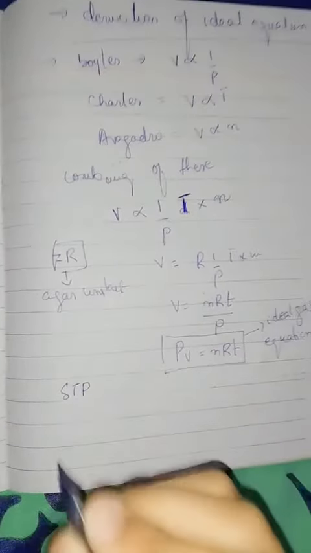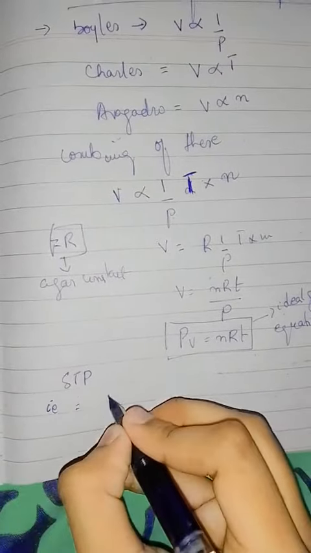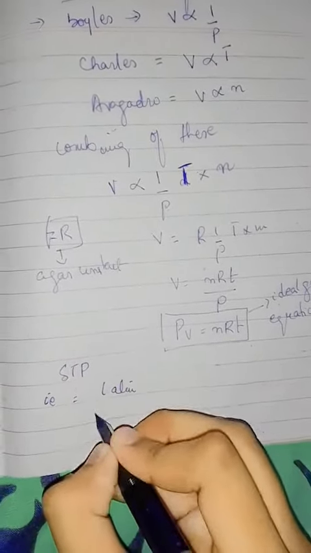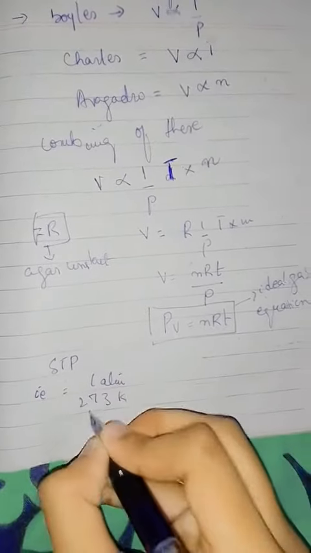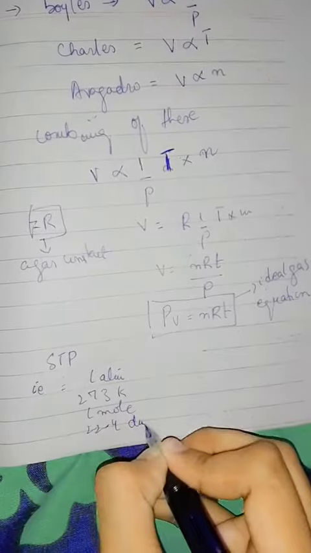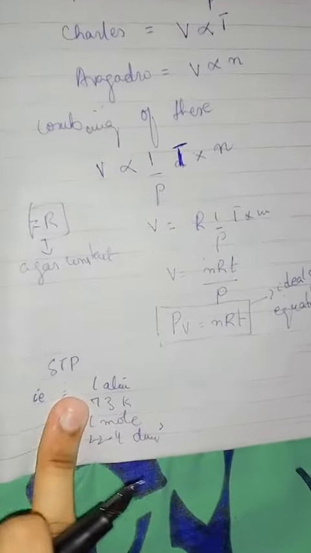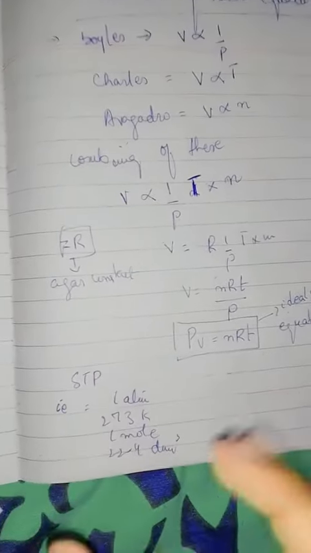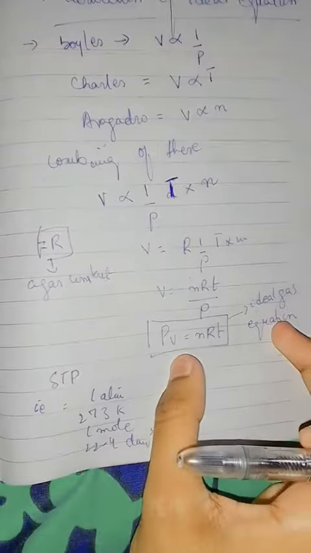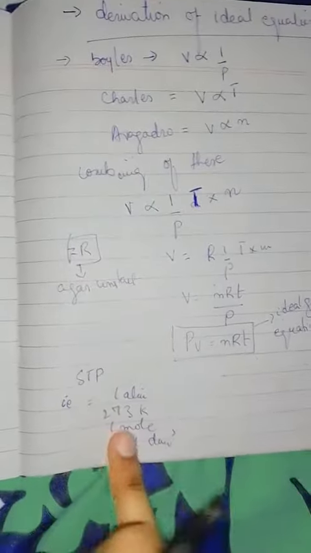STP, that is standard temperature and pressure. And what are the constant values? 1 atm, 273 kelvin, 1 mole and 22.4 dm cube. That is a constant volume, constant number of moles, constant temperature and a constant pressure. So this ideal gas equation is developed on this STP.